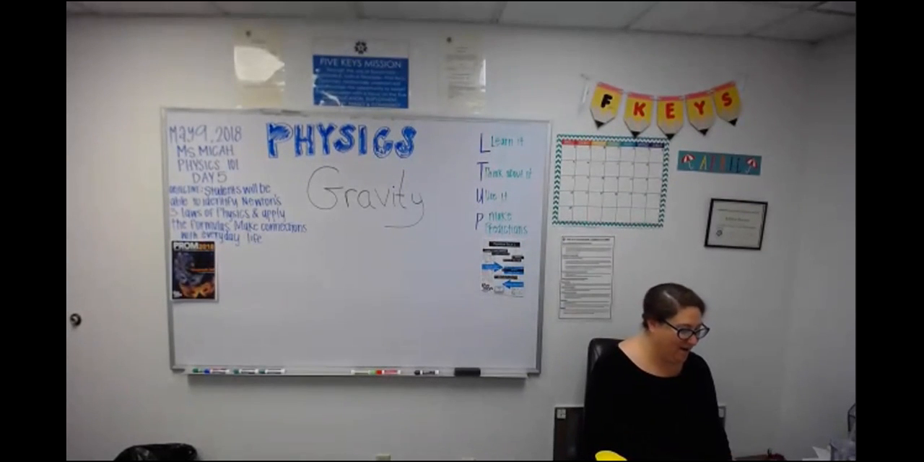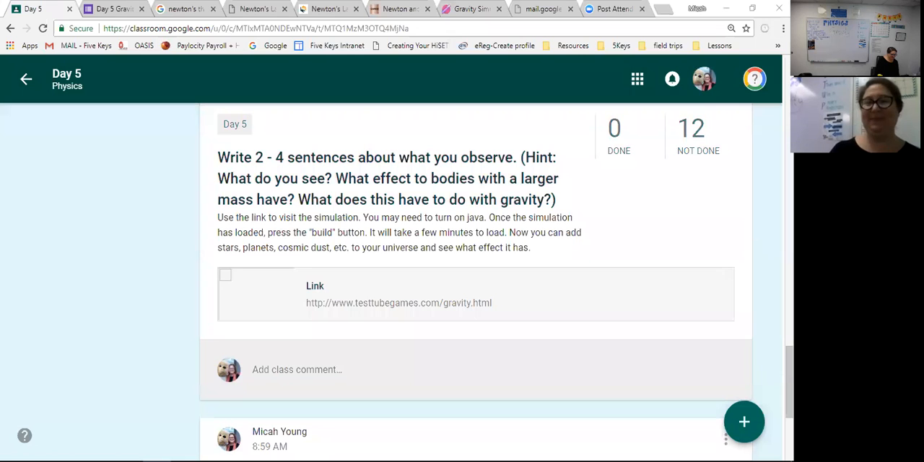Here we are, Google Classroom. Okay, so here is the link. There's no picture, but the link to the simulation. It's called testtubegames.com gravity. And here's what I've asked you to do. I'm asking you to use the link to visit the simulation. You may need to turn on JavaScript. Your computer might ask you to turn something on. That's fine. Once the simulation is loaded, press the build button.